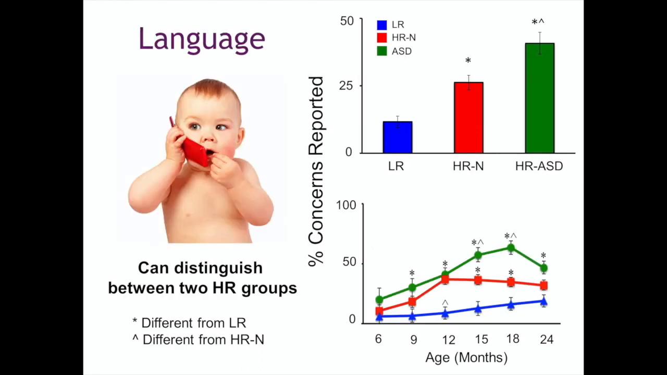For language concerns, we found kind of a gradient here. So the parents of children with autism were reporting significantly more language concerns than the other two parents. But the parents of the high-risk children who were not diagnosed with autism were reporting more language concerns than the children who were from the low-risk families. And you can see on the bottom graph that the differences really began to emerge for the high-risk group with autism at about 15 to 18 months of age.